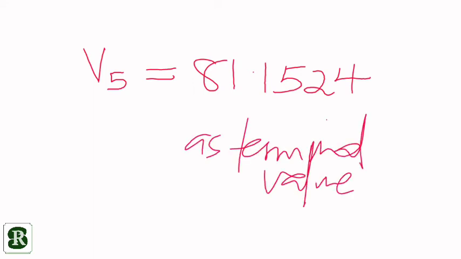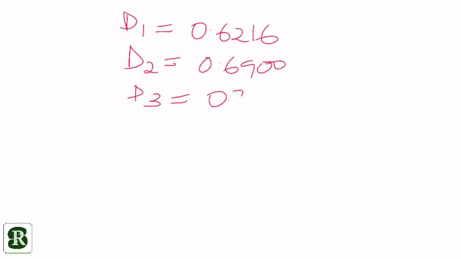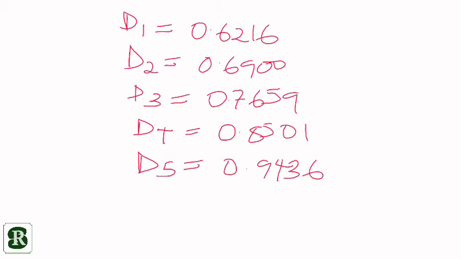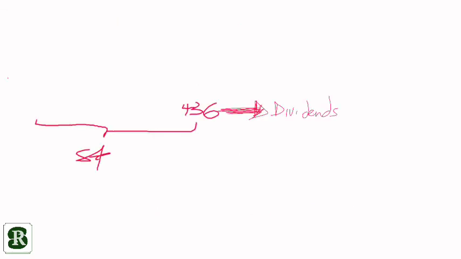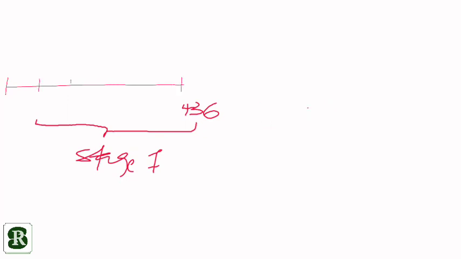So the numbers that you should arrive at for D1 all the way to D5 should be as follows. D1, you should have 0.6216. D2, you should have 0.69 approximately. D3, you should have 0.7659. D4, 0.8501, and then D5 should be 0.9436. Again, I'm a fan of using number lines, and I would like to show all of these cash flows on my number line.